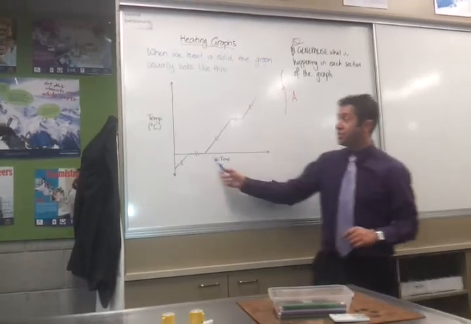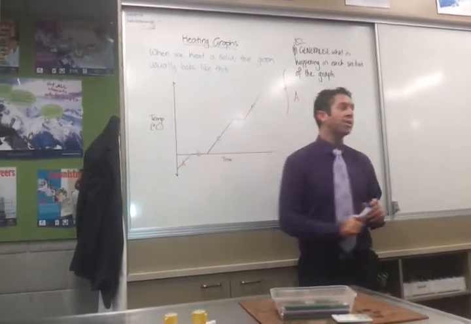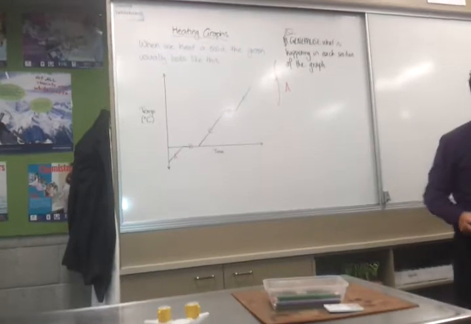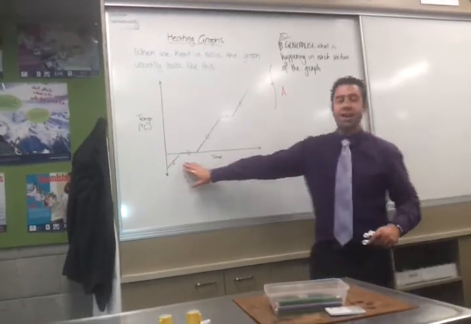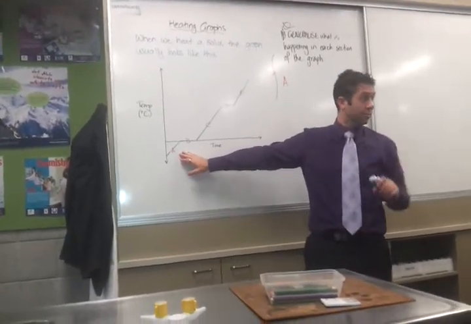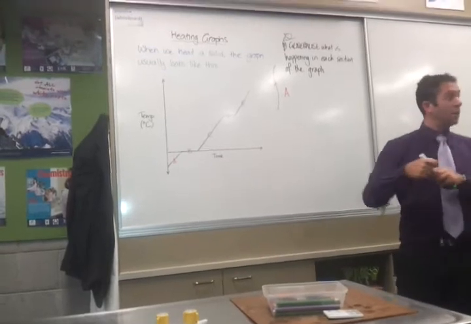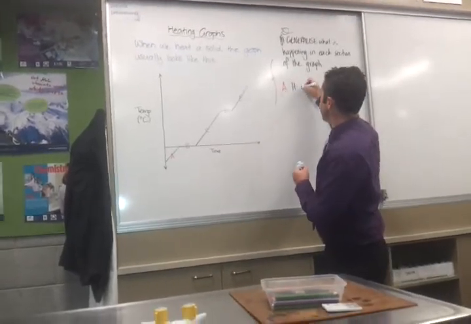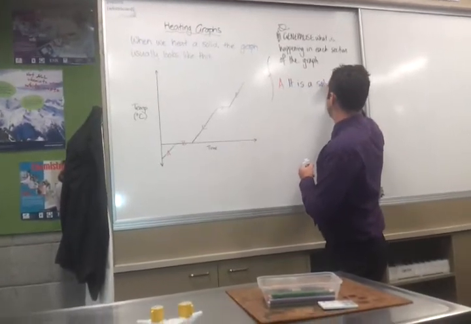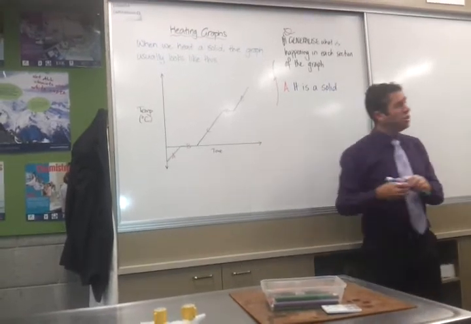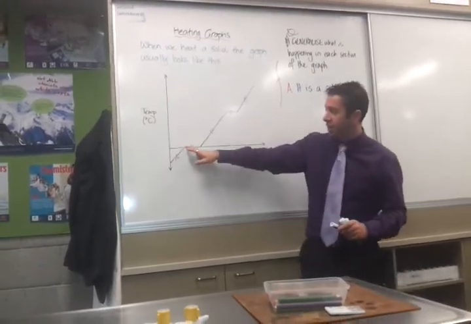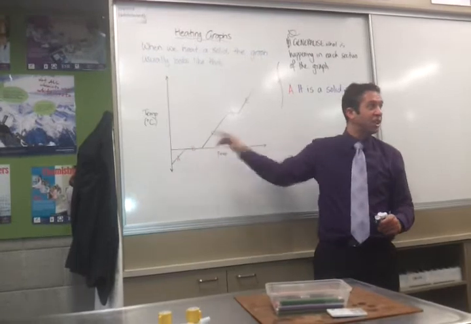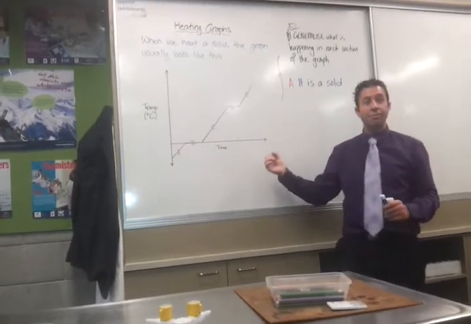Okay, so in section A, this is where it is ice. What state of matter is ice? Solid. Great. So here we're going to say A, it is a solid. What do you see is happening as we put more heat energy in? We're heating this up. What's happening to it?